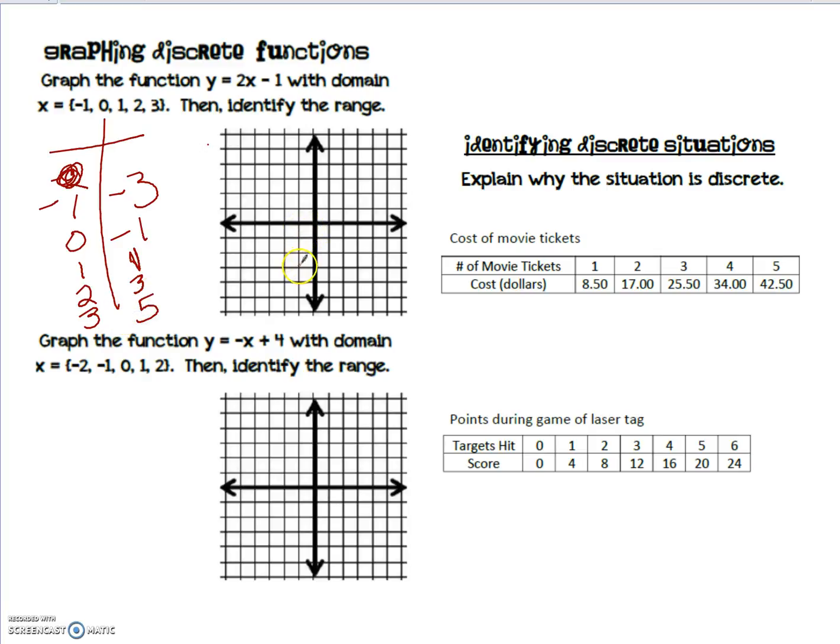Okay, so we're going to graph it. My pen's not wanting to work. 0, -1, or wait, hold on. 0, -1. 1, 1, 2, 3, 3, 5. Okay, all right, take that back.